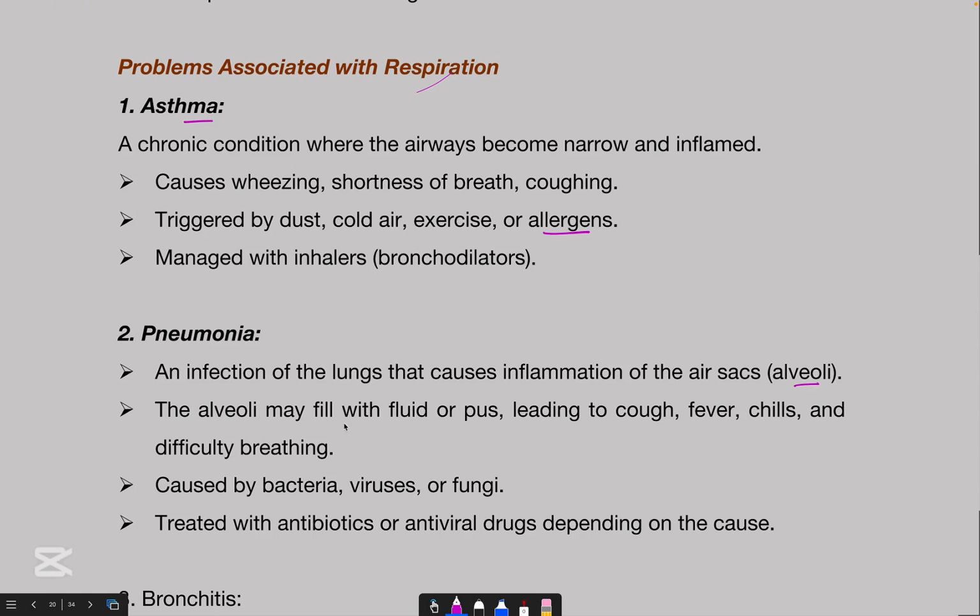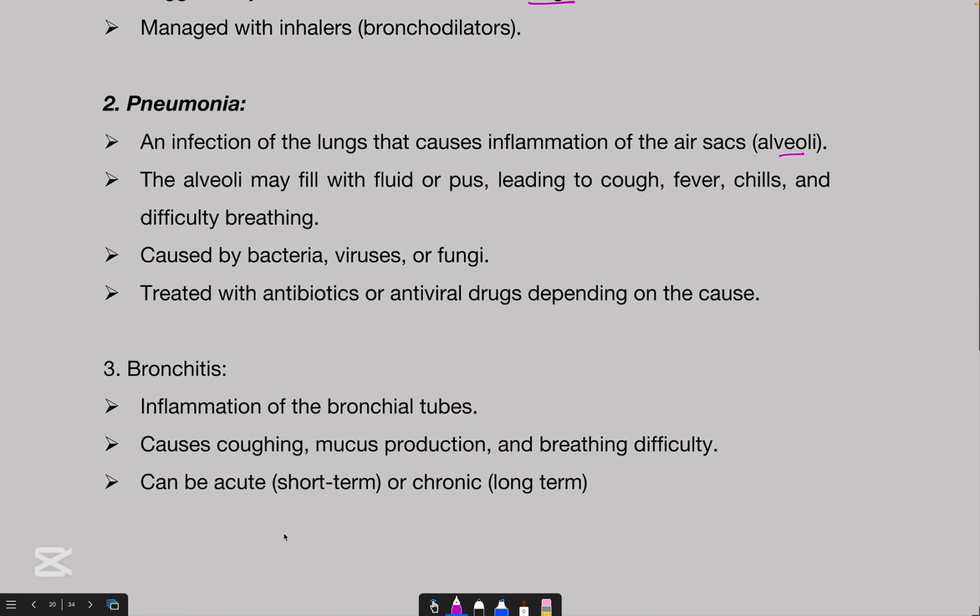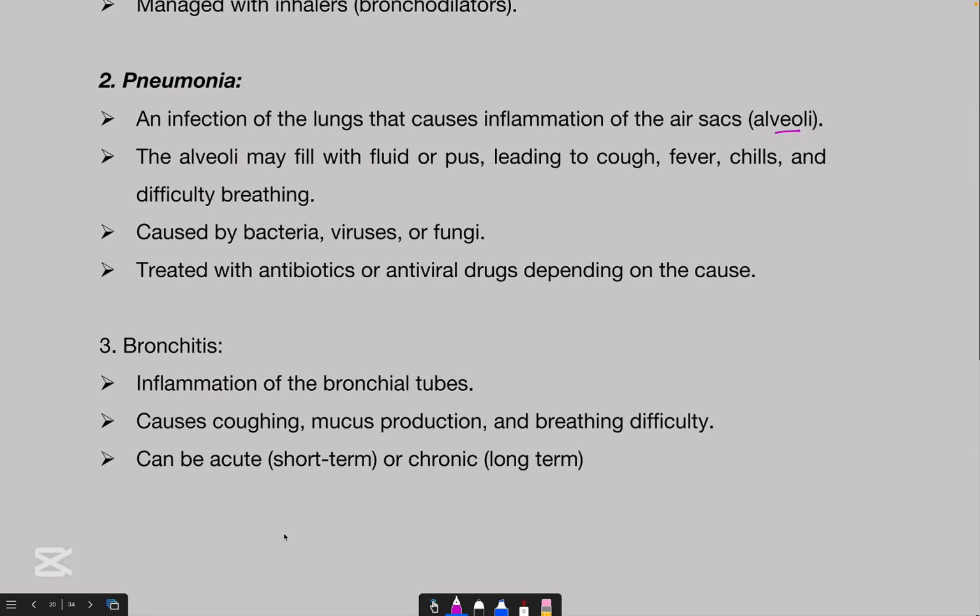The alveoli may fill with fluid or pus, leading to cough, fever, chills, and difficulty breathing. It is caused by bacteria, virus, or fungi, and it is treated with antibiotic or antiviral drug depending on the cause. Then we have bronchitis.